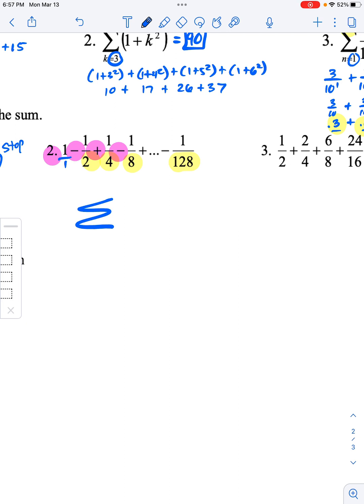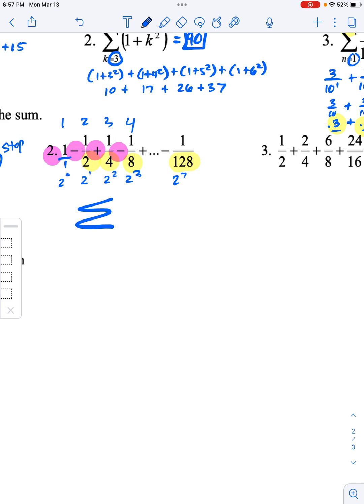Well, these are all powers of 2. This first one is 2 to the 0, 2 to the first, 2 to the second, 2 to the third, and then if you keep going out to 128, that is going to tell you your last term, because that is 2 to the 7th. So let's look though. This is our first term, second, third, fourth, and we don't know what.